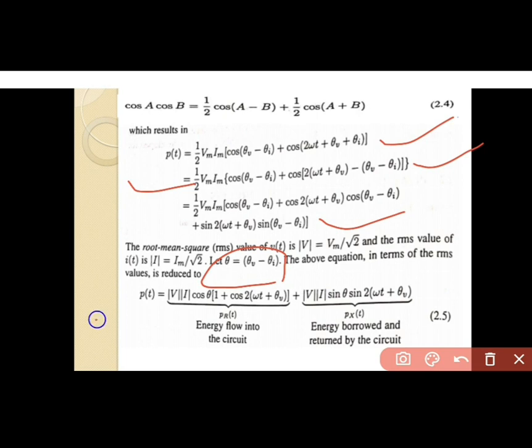So we get the equation P of t equal to magnitude of V times magnitude of I cos theta [1 plus cos(2 omega t plus theta v)] plus V into I sin theta sin(2 omega t plus theta v). Inside the equation of power there are two terms: the first term stands for the energy flow into the circuit, and the second one is the energy borrowed and returned by the circuit.